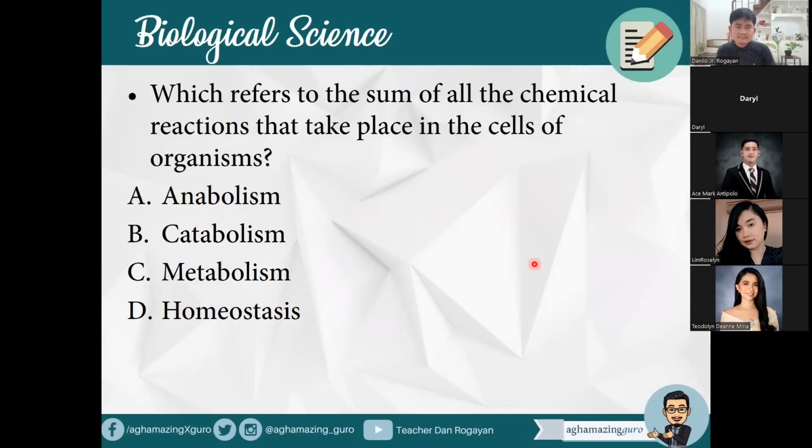So the sum of all the chemical reactions that take place is actually metabolism. It's the general or umbrella term. Between the two types here, which refers to the breaking down of molecules, anabolism or catabolism? That's correct. Cata means to break down, catabolism, while anabolism is the building up of molecules.